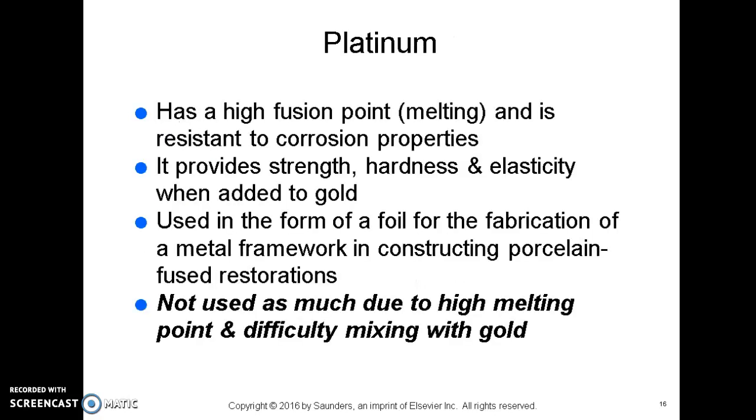Platinum has a high fusion point, which is another name for a melting point, and it is resistant to corrosion. It does provide strength, hardness, and elasticity when it's added to gold. Platinum, when it's used in the form of a foil for the fabrication of a metal framework and constructing porcelain fused restorations, is a very great material to use. It is not used as much today due to the high melting point and difficulty with mixing with gold.